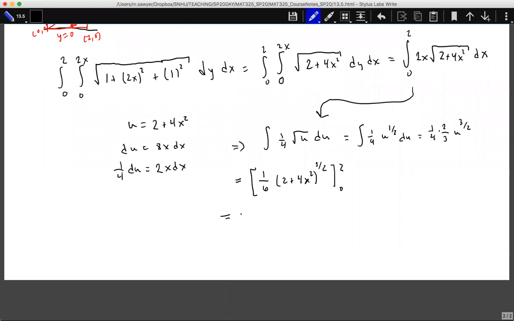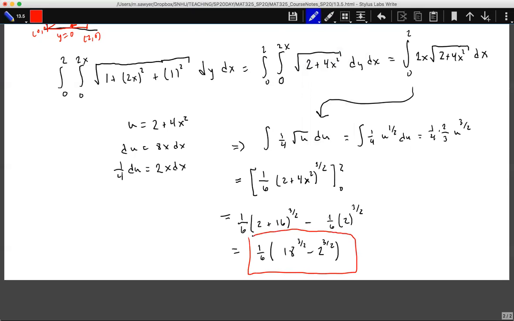we see we get 1/6 times (2 plus 16) to the 3/2 minus 1/6 times 2 to the 3/2. Simplifying this, we get 1/6 times (18 to the 3/2 minus 2 to the 3/2). You can simplify this if you'd like, or we can just leave it in exact form here. And so this is the surface area of that function over that region.